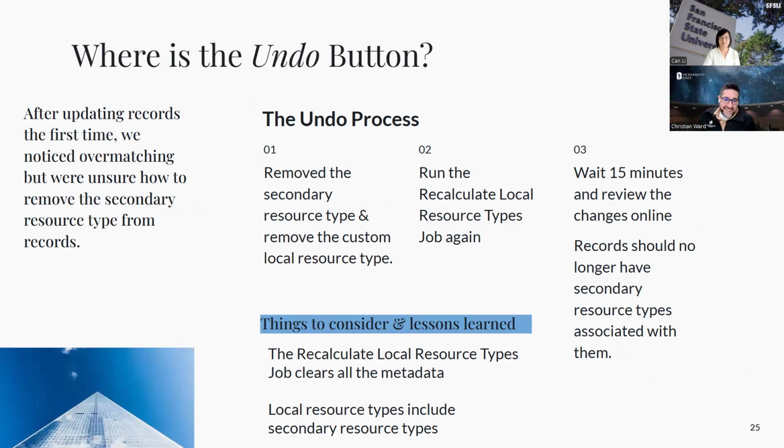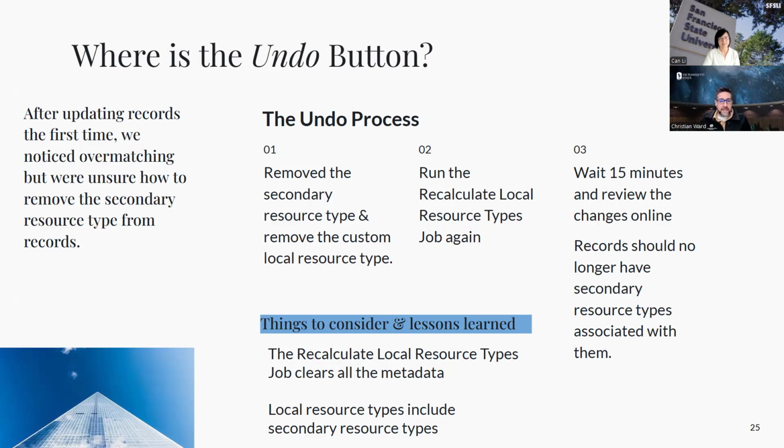So as we hinted after our first initial go at this, we realized very quickly that we overmatched on far too many records, and that we were seeing records that didn't meet the criteria of being a comic graphic novel, but were caught in our sets. So the freak out moment is, okay, wait, where's the undo button? Like how do we undo what we just did? Because we updated a lot of records.